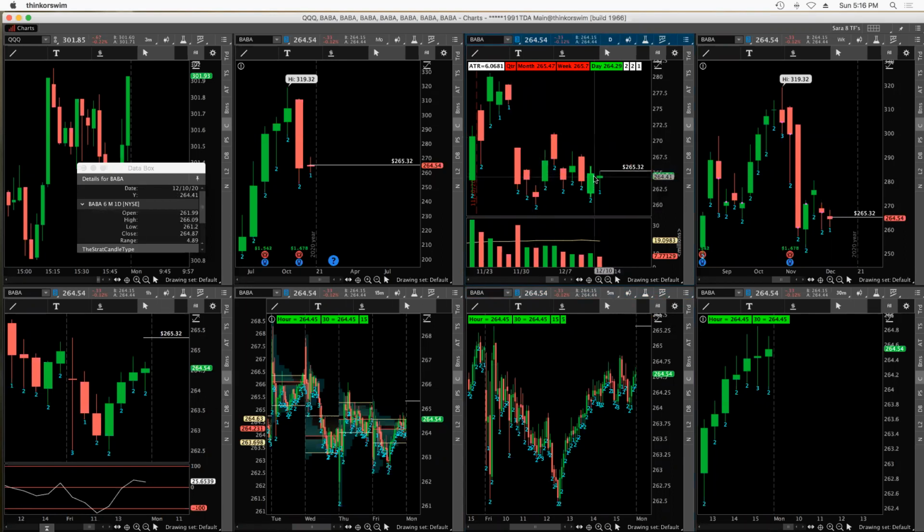So I just pulled up Baba. This one looks like it might be a short. That could be kind of rallying back up to that trend line right there. Interesting. It's actually not too far from turning the week and the month green.